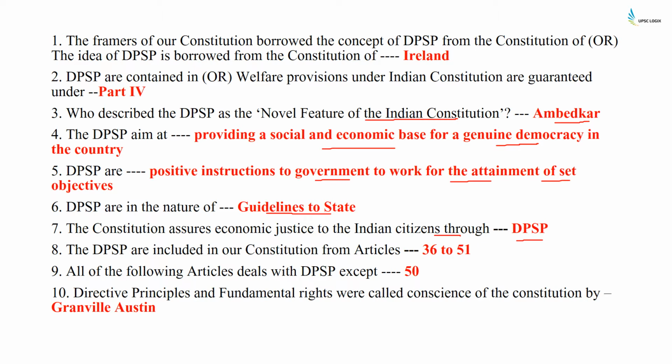The DPSP are included in our Constitution from Articles 36 to 51 and are divided into social, Gandhian, and liberal directive principles. All of the following articles deal with directive principles of state policy except Article 50, which deals with separation of judiciary from the executive. Directive principles and fundamental rights were called the Conscience of the Constitution by Granville Austin.